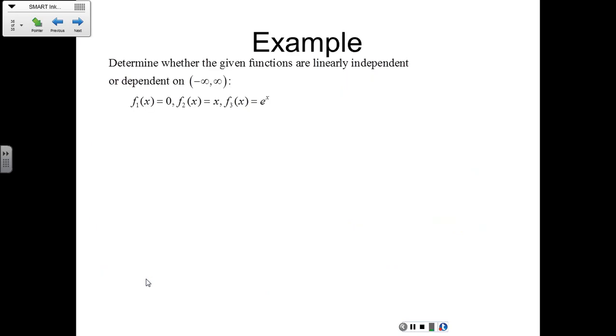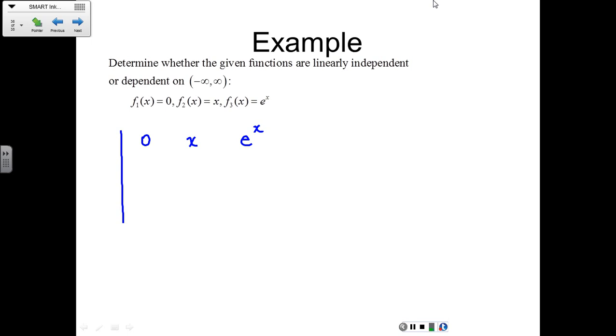Let's practice this. That's all we got left to do tonight. We're going to do 2 or 3 examples of this. Determine if these functions are linearly independent or linearly dependent. So on this one, I got 3 easy functions to do. 0, x, and e to the x. We want to see if those are linearly dependent of each other or independent.